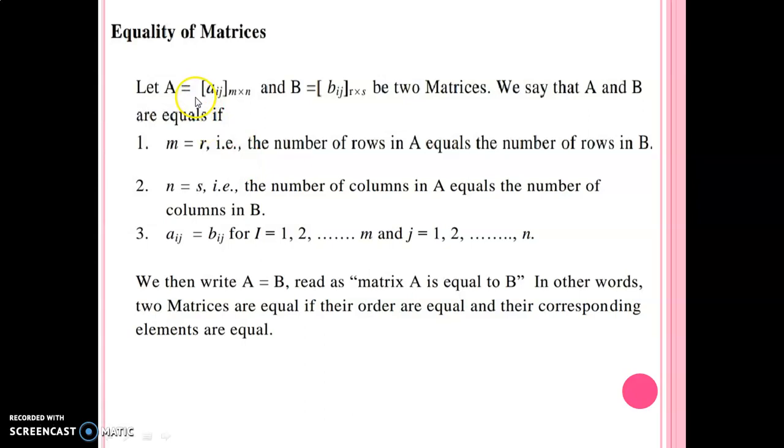Next, we'll define the equality of matrices. We say matrices A and B are equal if the number of rows in matrix A is equal to the number of rows in matrix B, the number of columns in matrix A is also equal to the number of columns in matrix B, and the corresponding entries in both the matrices are equal.